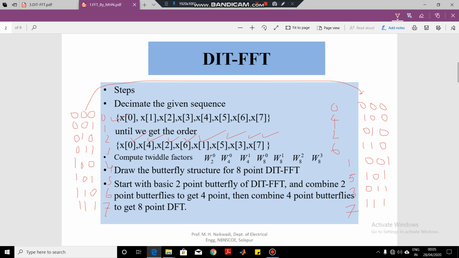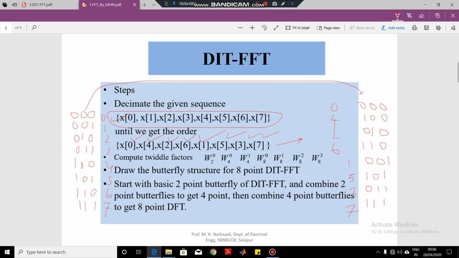So the first thing we have to do is bit reverse the order of the sequence, that is, we have to go on decimating the sequence until we get the bit reversed order. Now this will be our input sequence to the FFT algorithm. The given sequence is in the normal order, but we are going to give the bit reversed version of the given sequence as an input to our algorithm. So this is step number 1.